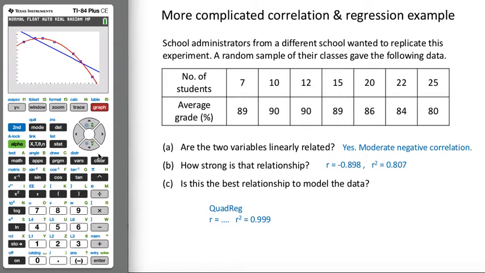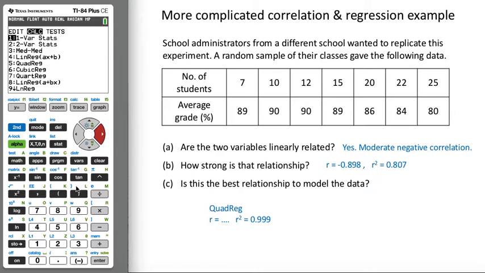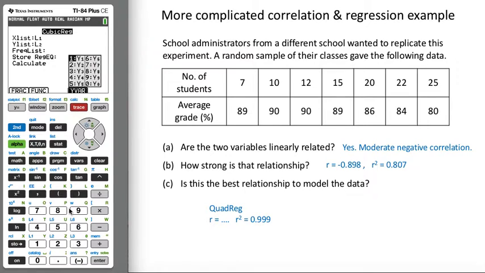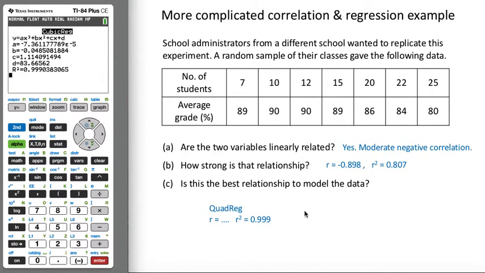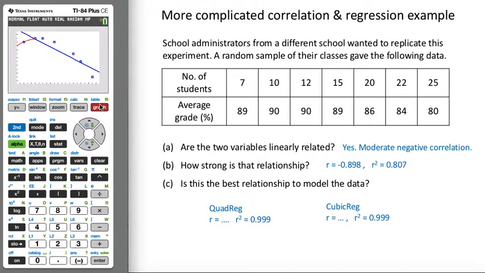Let's try something else. So stat, calculate, cubic reg, number 6. Okay, again, and we'll store that equation. So cubic reg again is 0.999 R squared, so a very high R squared value. Let's graph that, and you can see it's just as good as the quad reg.